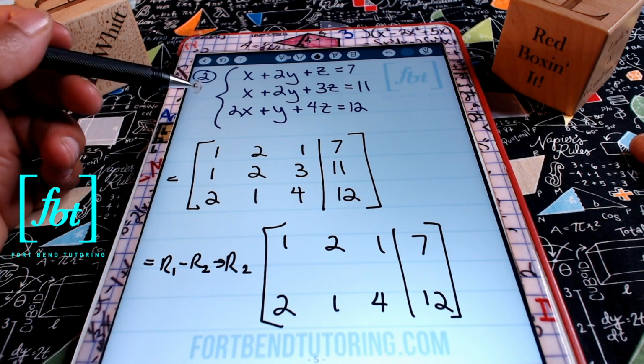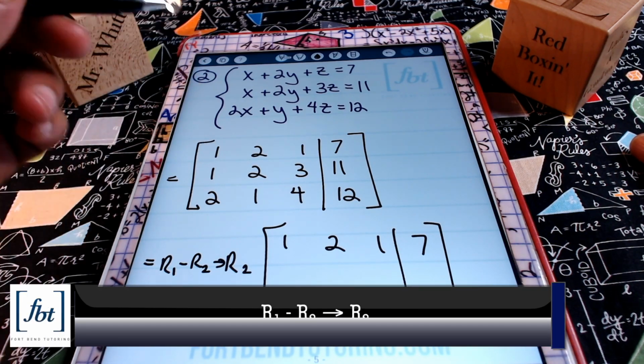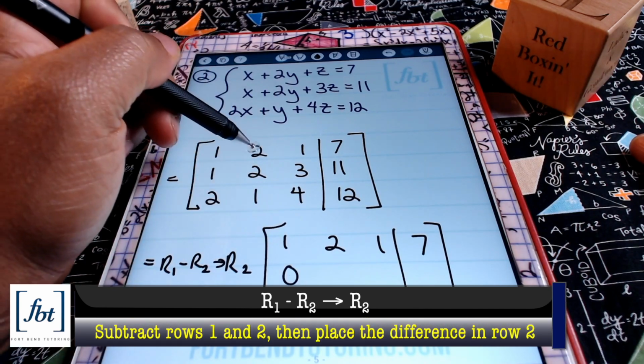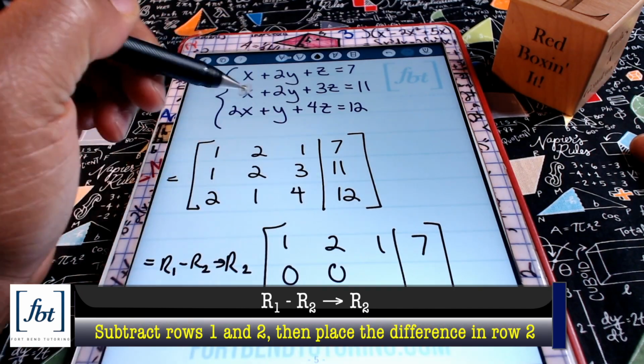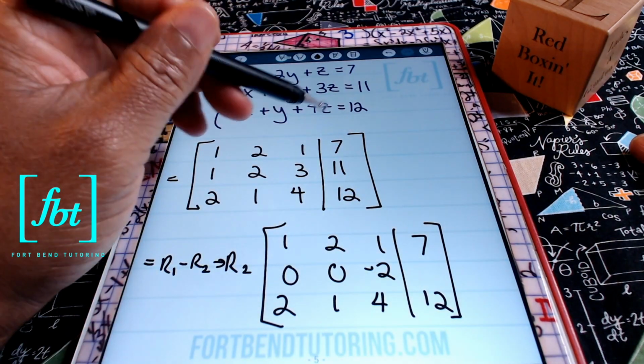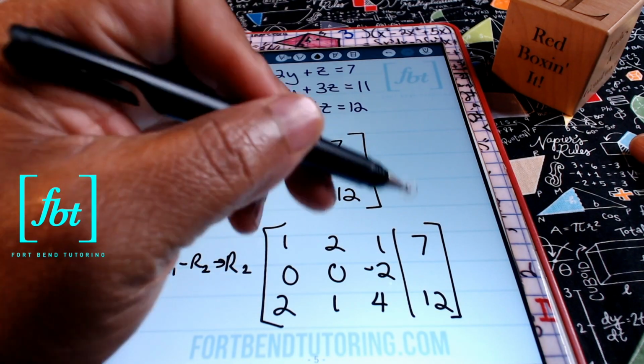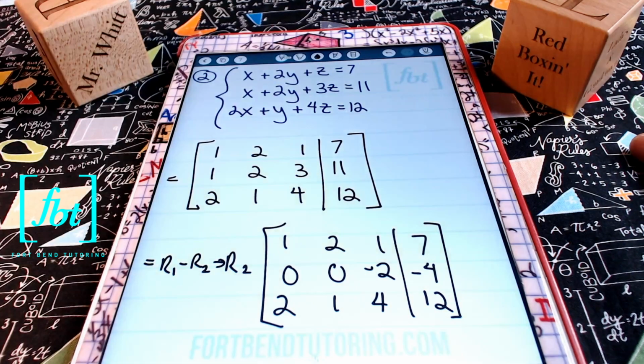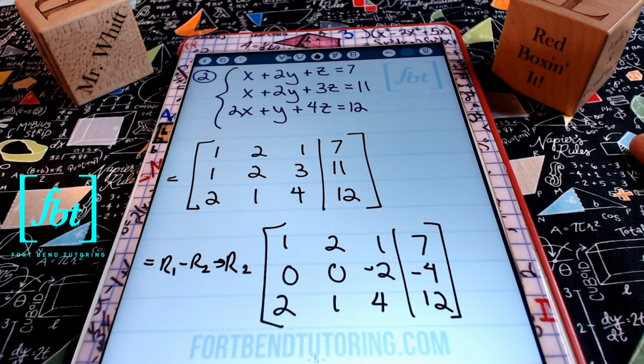So carrying this operation out, I'll have 1 minus 1 is 0. I'll have 2 minus 2 is 0. I'll have 1 minus 3 is negative 2. And I'll have 7 minus 11 is negative 4. All right, so this is what we have so far.